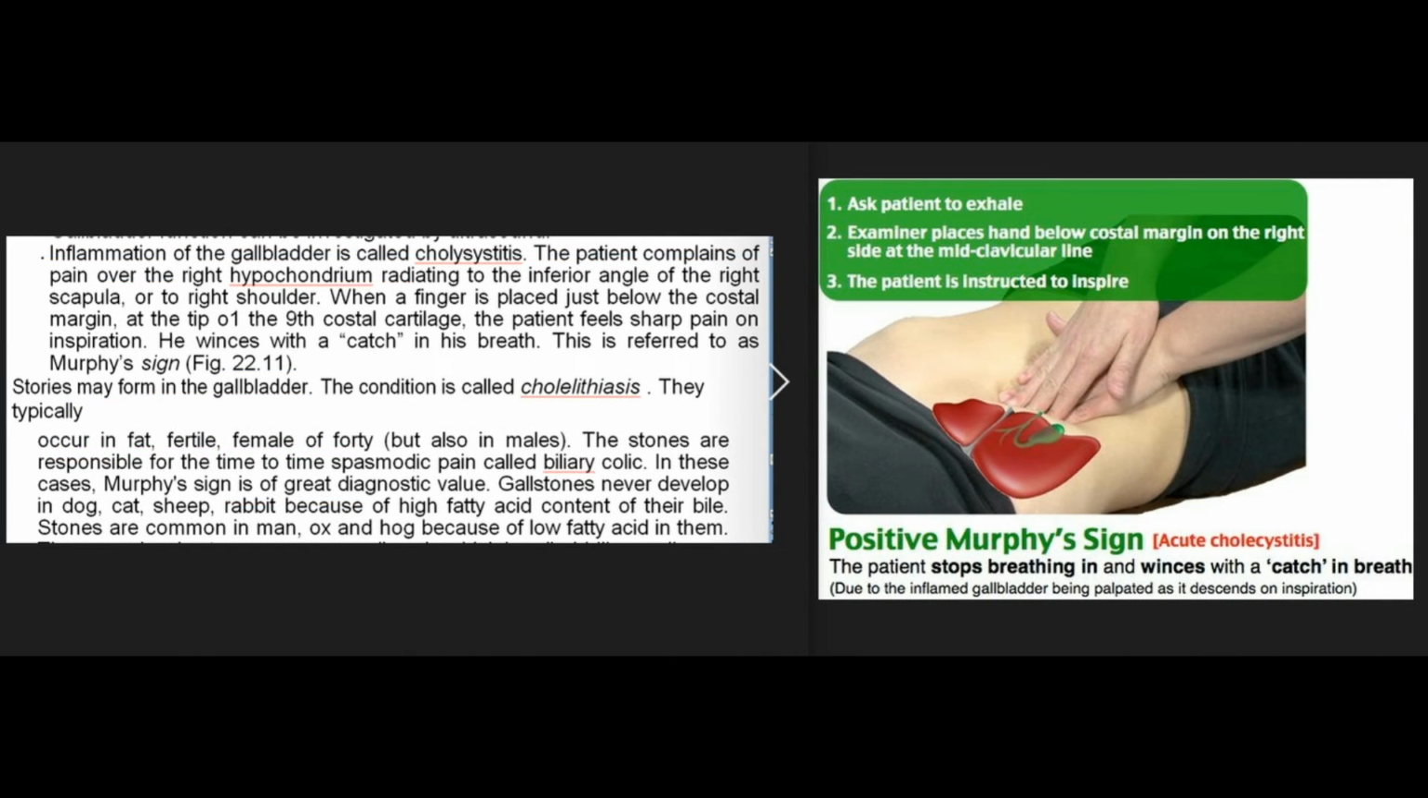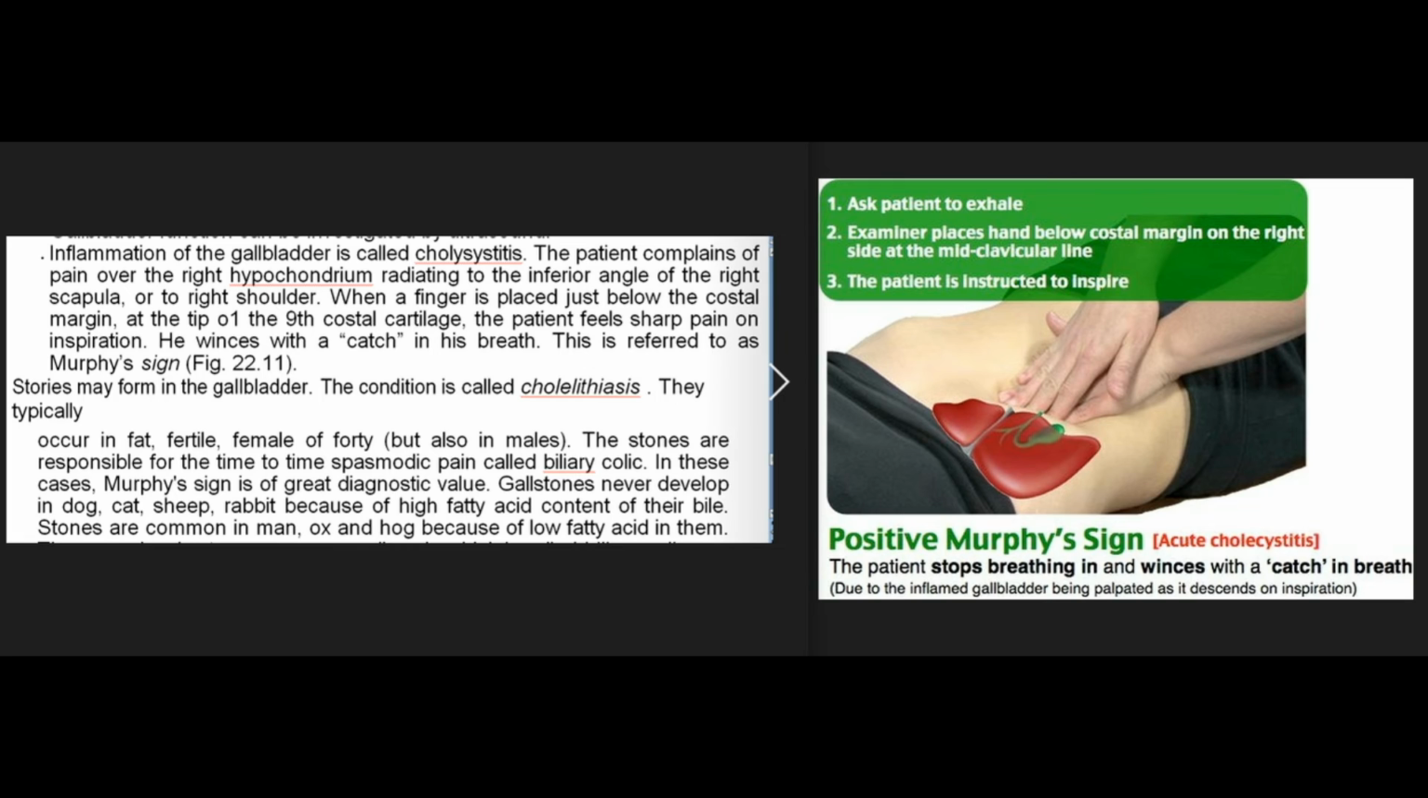Inflammation of the gallbladder is called cholecystitis. The patient complains of pain over the right hypochondrium radiating to the inferior angle of the right scapula, or to right shoulder. When a finger is placed just below the costal margin, at the tip of 9th costal cartilage, the patient feels sharp pain on inspiration. He winces with a catch in his breath. This is referred to as Murphy's sign, Fig 22.11.